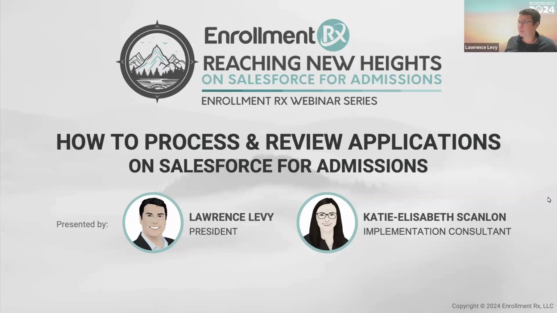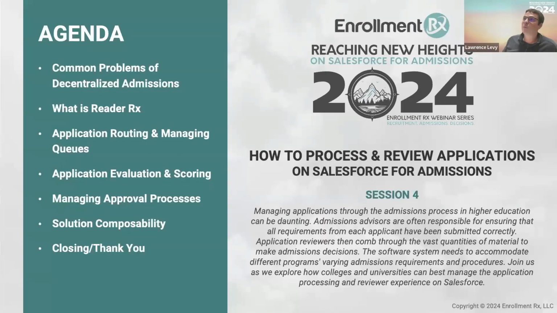Great. Thanks for joining us again, Katie. For today's session, we just want to go through the agenda quickly. We'd like to cover the common problems of decentralized admissions. What are the typical challenges that colleges and universities face when they're trying to process applications, review them, and make decisions in what was, and very often still is, a decentralized environment, with different programs making decisions in different ways for different types of applicants and different reviewer types and so on? So we want to talk about those problems first, and then we're going to talk about what we did to address those needs.